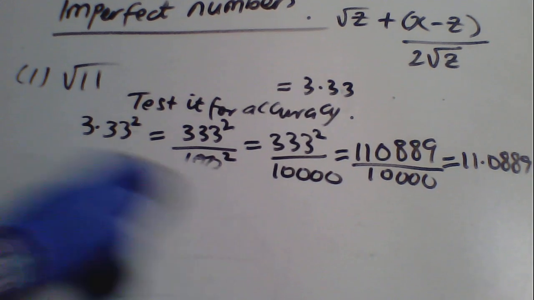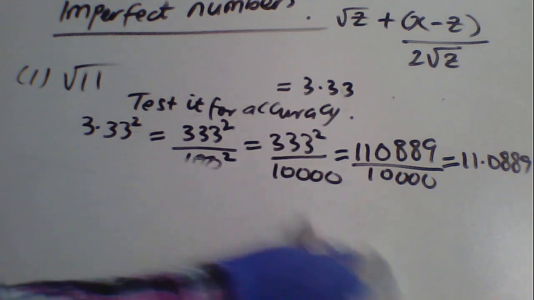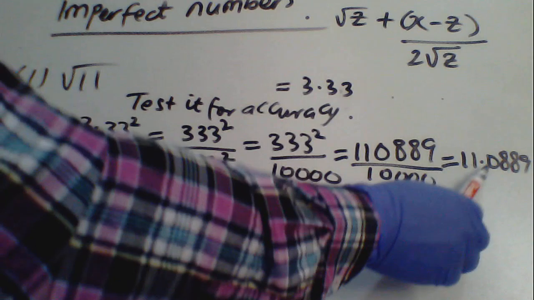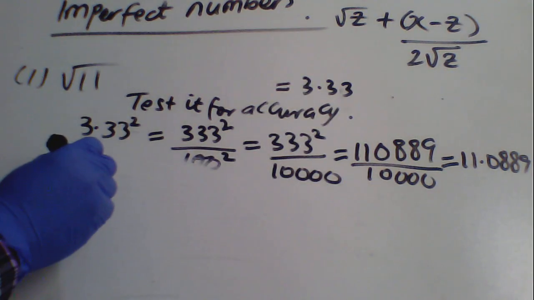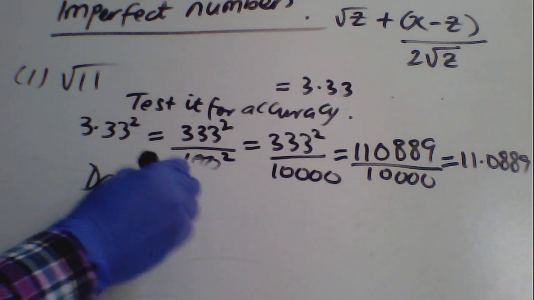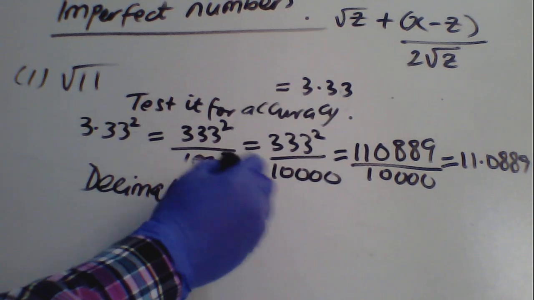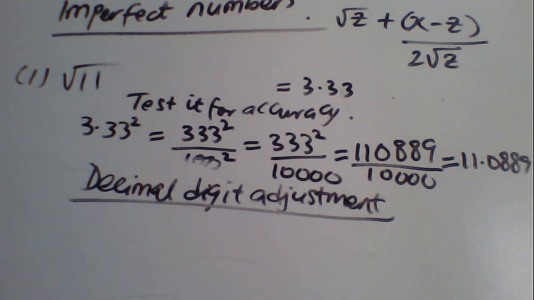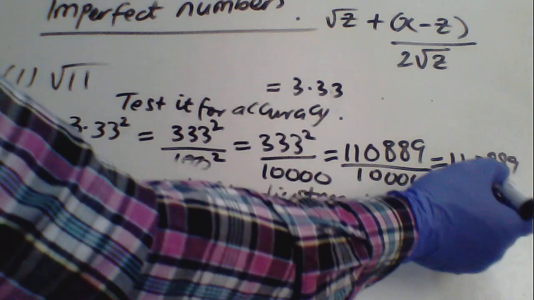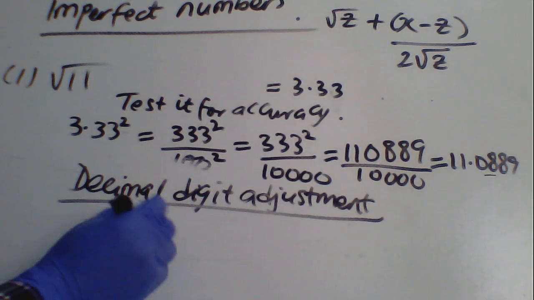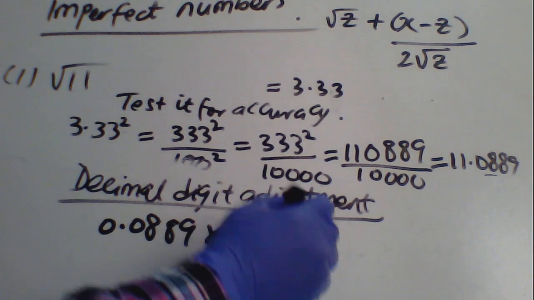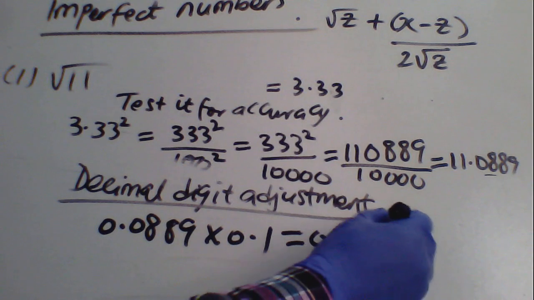So let's go do that. I hope you are following. In order to perform digit adjustment, all you need to do is to take this decimal part, call it decimal digit adjustment. So in order to perform decimal digit adjustment, all you need to do is to take this decimal part, 0.0889, multiply it by 0.1, and that will give us 0.00889.